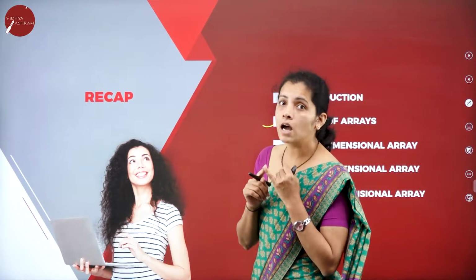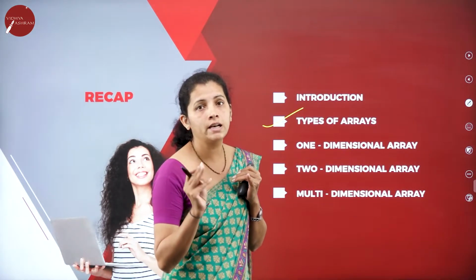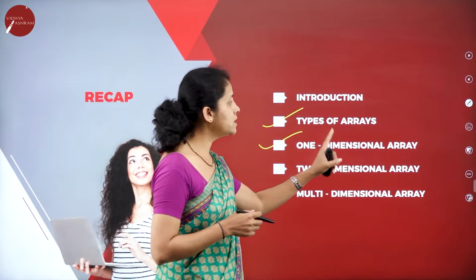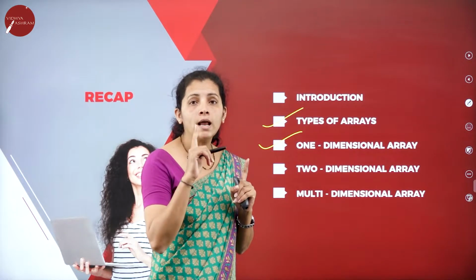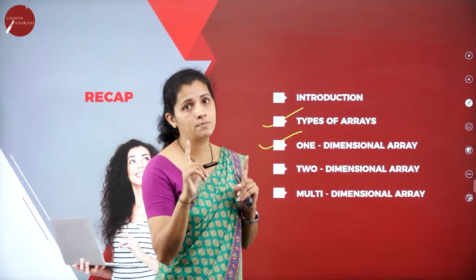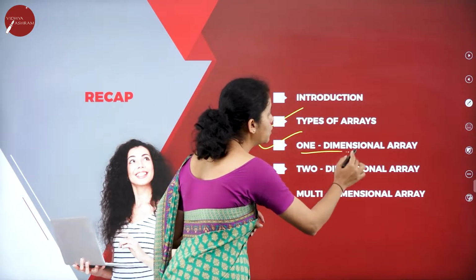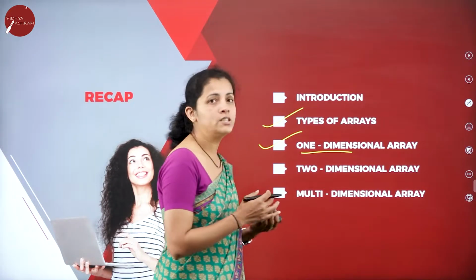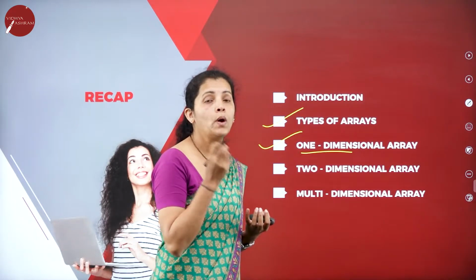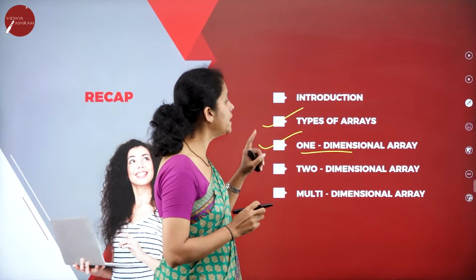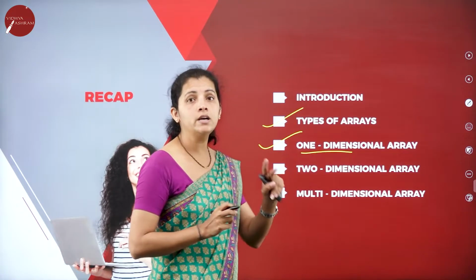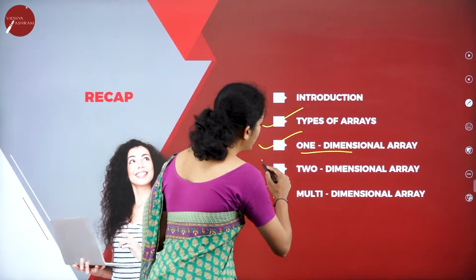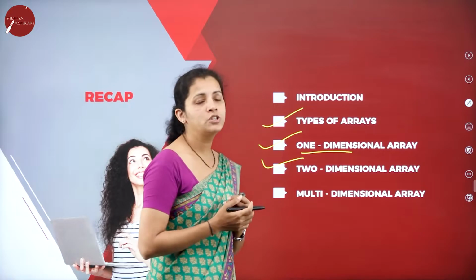Along with that, I have discussed the types of array. So here arrays are classified into 3 different types. In that, first is one-dimensional array. So what is one-dimensional array? When I'm having only one index or only one subscript, that kind of arrays are called one-dimensional array. And what is two-dimensional array? Suppose if I want to access the element which is stored in my array, and if I require 2 index or 2 subscript, that kind of arrays are called two-dimensional array.